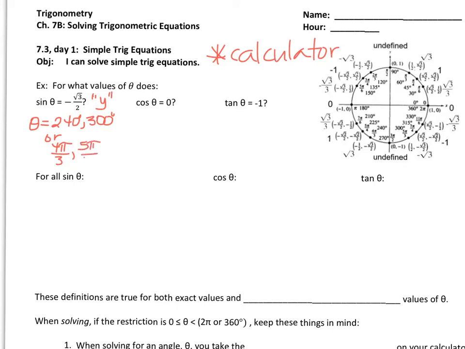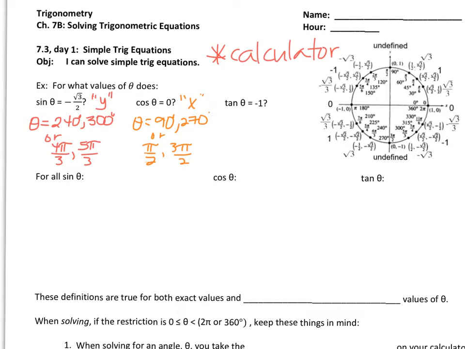So these are questions that we answered kind of similarly back in chapter 6. When does cosine equal 0? Well, cosine is the x-coordinate. So when does x equal 0? We know that that's true at 90 and 270 in degree form, or at pi over 2 and 3 pi over 2.